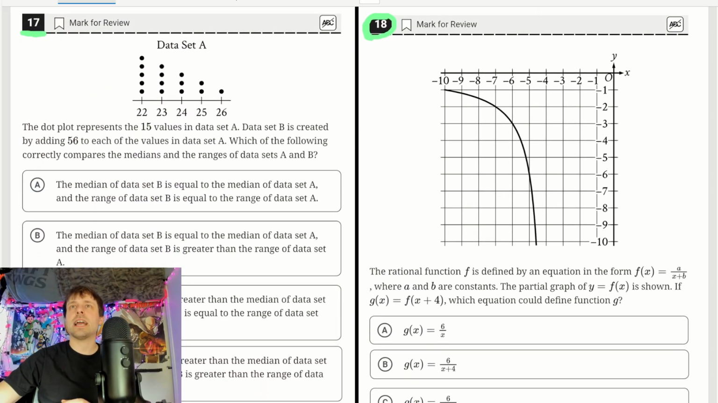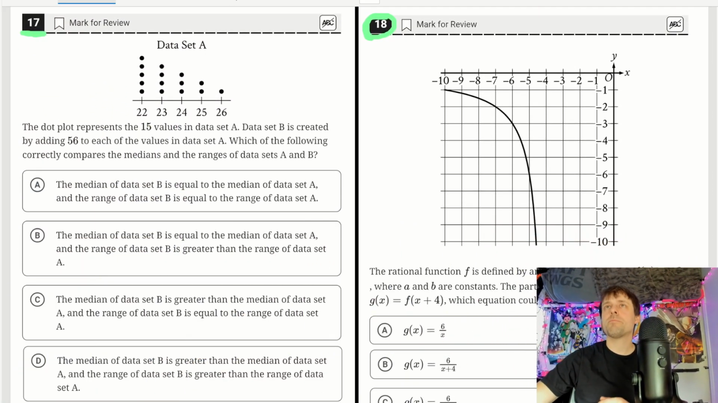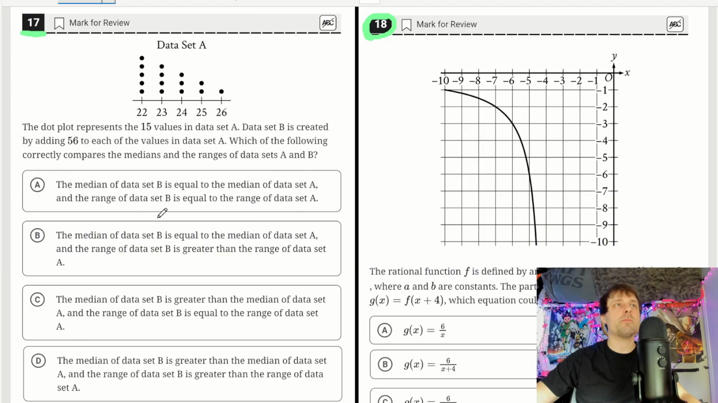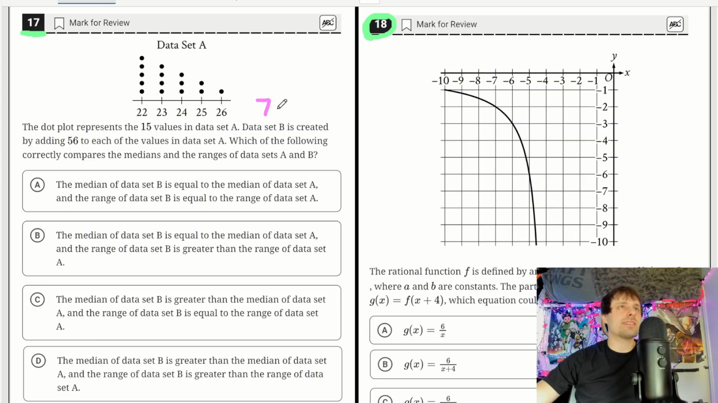Down to 17. I always love these problems. Probably a little standard deviation. Oh no, this one's just median and range. Okay. So we have 15 values in this table. Dataset B is created by adding 56 to each of these. So all they're doing is that would become what? 77, 78, 79, 80, and 81.